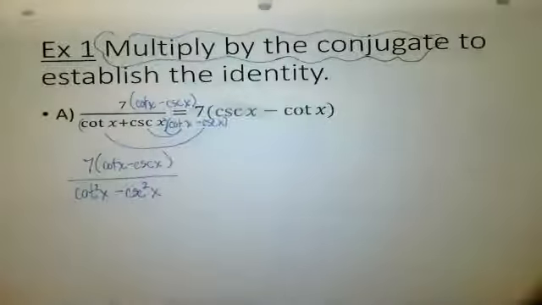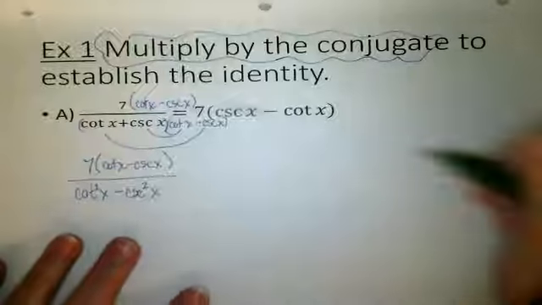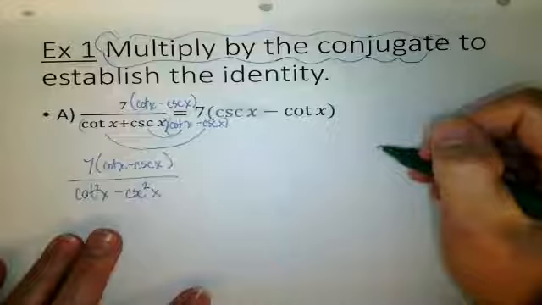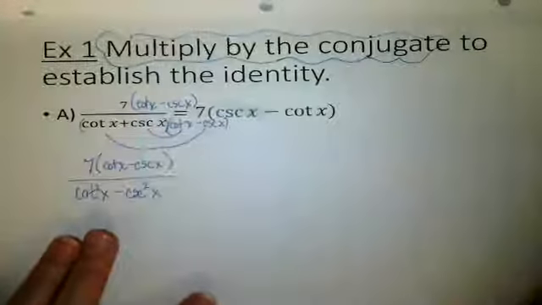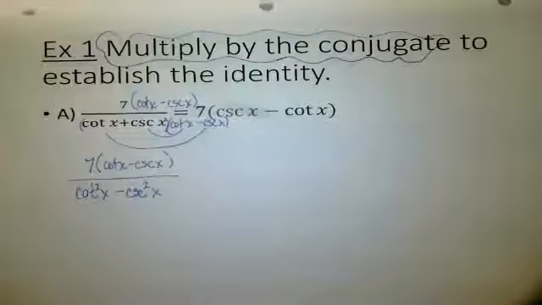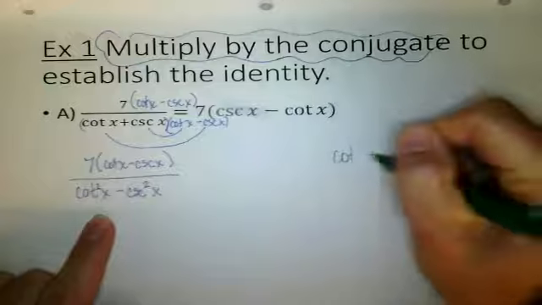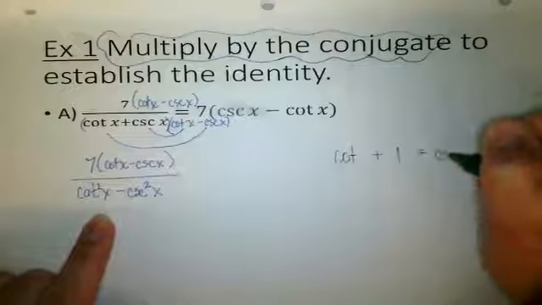Do you hear the bells? Ding, ding, ding. Is it 1? Negative 1? I don't know. So what is our Pythagorean identity? Because there's no magic happening in my brain where I know the answer. I work through it, right? So what is our little phrase that we have? Cot plus 1 equals cosec. Okay.